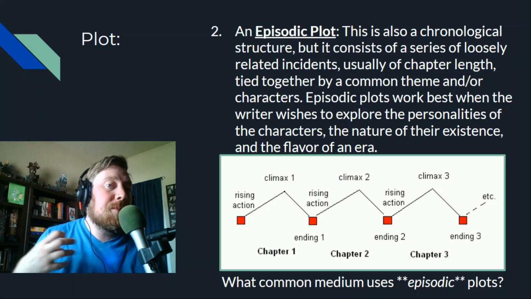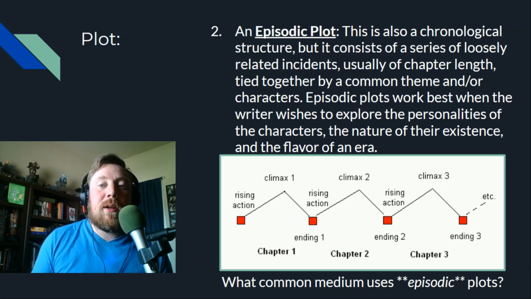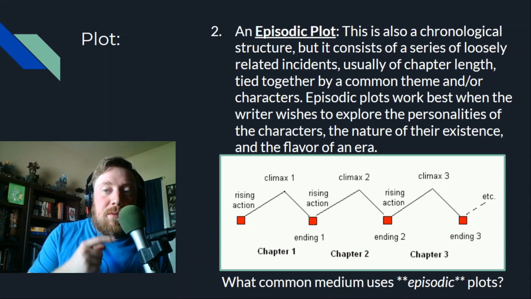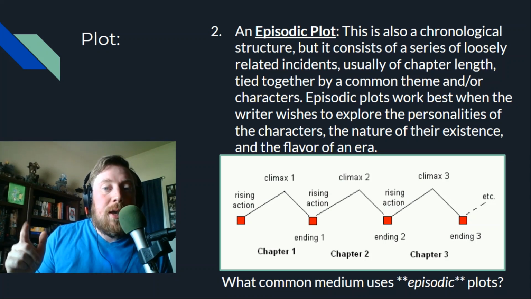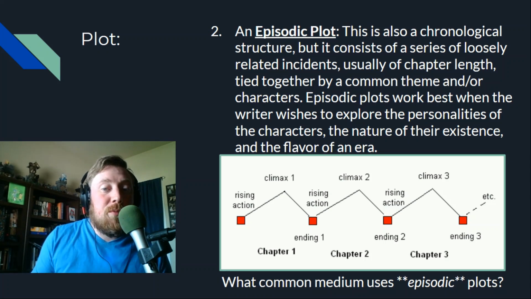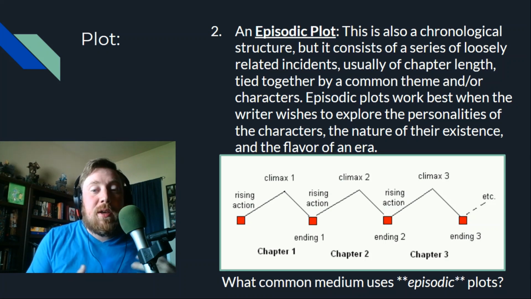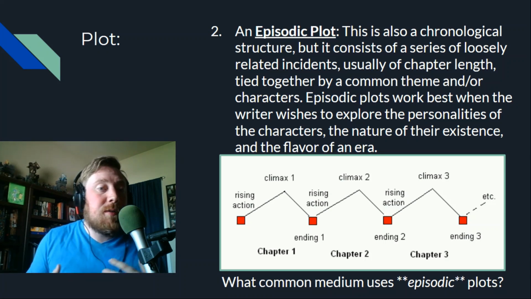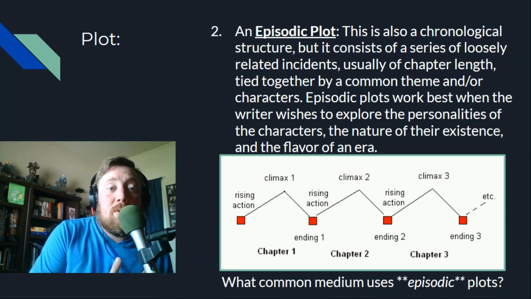And so an episodic plot does the same thing as a dramatic plot, but it consists of a series of loosely related incidents. So usually it's of a chapter length, tied together by common theme and or characters. Okay? Episodic plots work best when the writer wishes to explore the personalities of the characters, the natures of their experience, and the flavor of a particular era or a time.